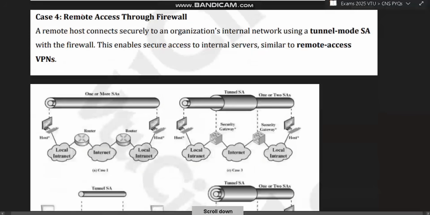Finally, the firewall case, which is remote access through a firewall. It also uses a tunnel mode SA with the firewall. It enables secure access to internal servers, similar to a remote access VPN.